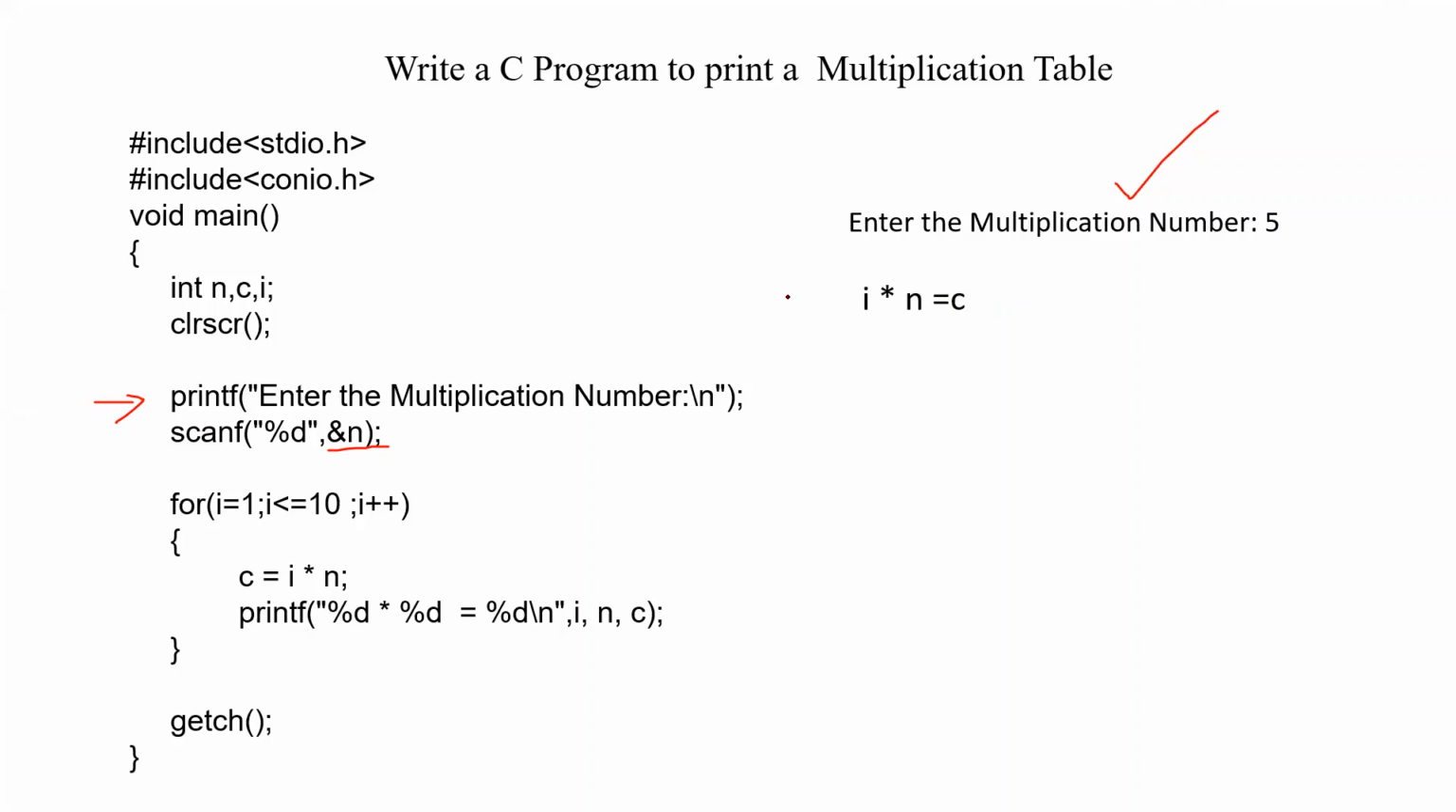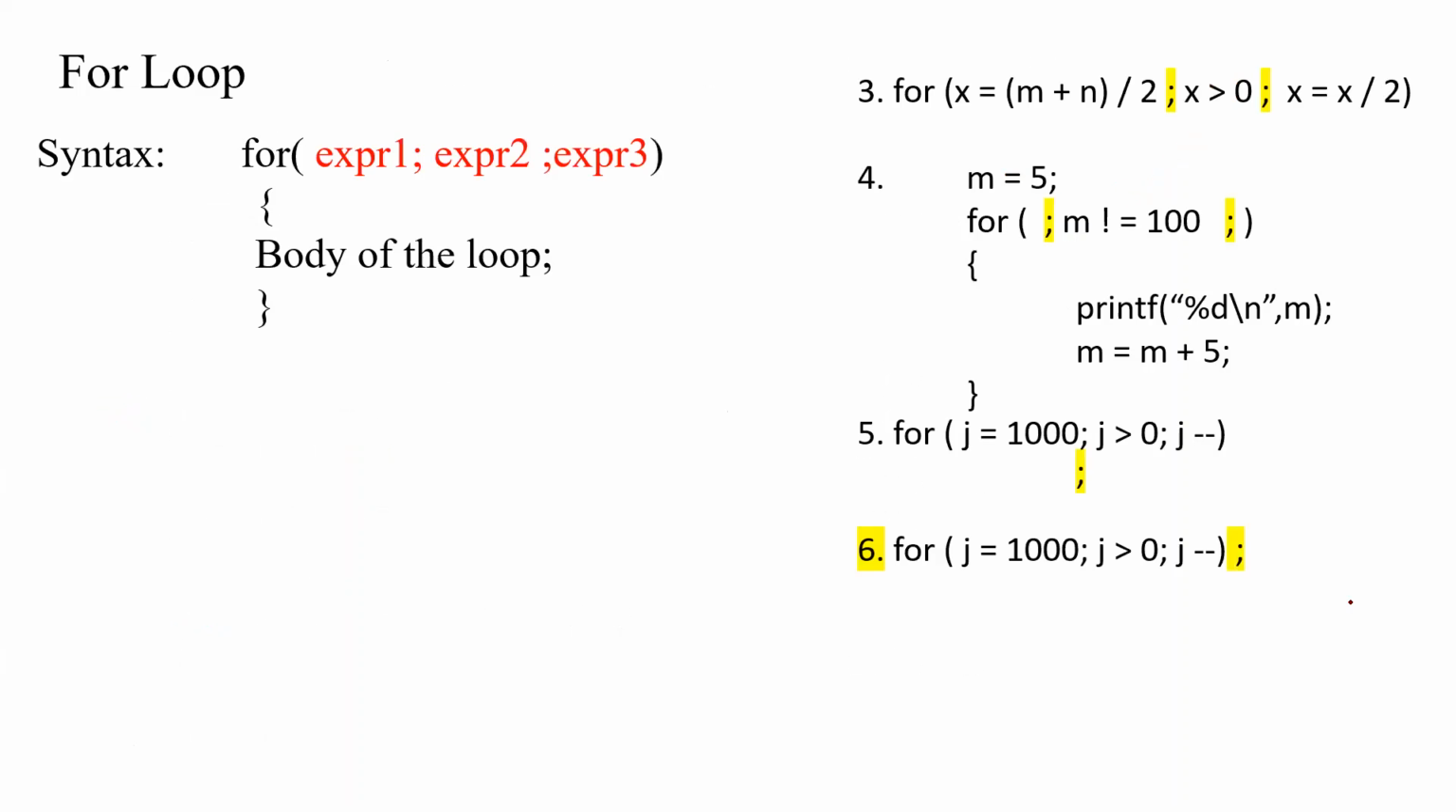Then we will be executing the for loop. I have given C this side. Actually, C equal to I star n, it will be replacing the values, and in each iteration it will be printing I star n equal to C. So in each step it will be printing like this: 1 into 5 equal to 5, 2 into 5, like that, up to 10. So I just gave dot dot. In the last step it will be 10 star 5, or 10 multiplied by 5 will be 50.